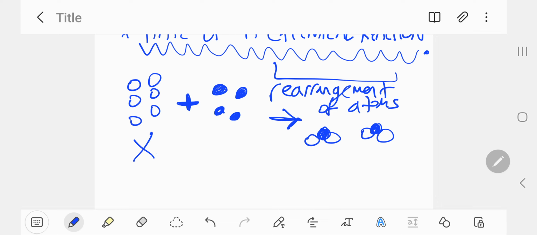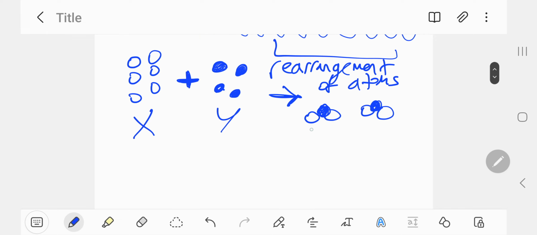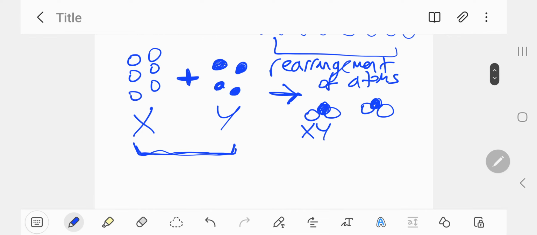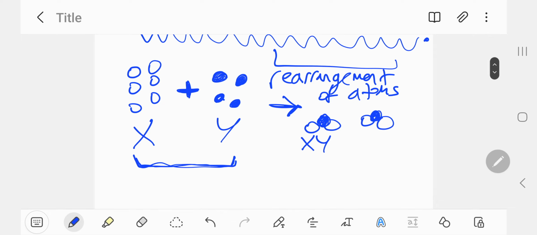So suppose I have element X represented by the white dots and element Y represented by the black, shaded in dots. I'll get something like this, X and Y together. So I haven't made anything new. I've just simply taken the initial elements and rearranged them, reorganized them into something else. This is called the law of conservation of mass in this case. So in other words, mass isn't destroyed or created, it's just simply rearranged.